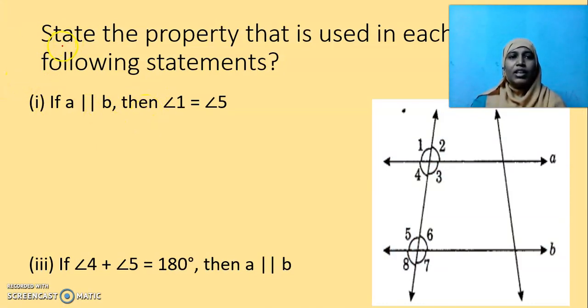The first question. State the property that is used in each of the following statements. You should tell me what property is used. Observe this diagram. How many parallel lines are there? One pair of parallel lines is there. Name the parallel lines. Line a is parallel to line b. See, that's what they have written here. This is the symbol for parallel. And what is meant by this symbol? Upside down T.